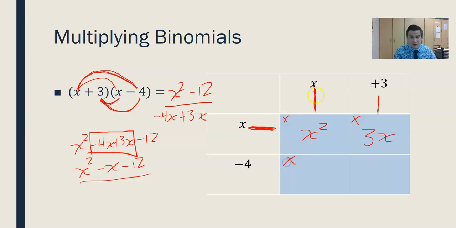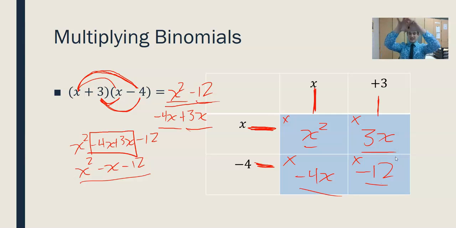This box right here means I'm multiplying this column and this row. X times negative 4 is negative 4x. And this box right here means I'm multiplying this column by this column, which is negative 12. Notice I got all the same answers as I got with the rainbow method. I personally feel that the box method is a nice way to graphically organize all the information you're trying to handle, kind of a good way to visualize it.